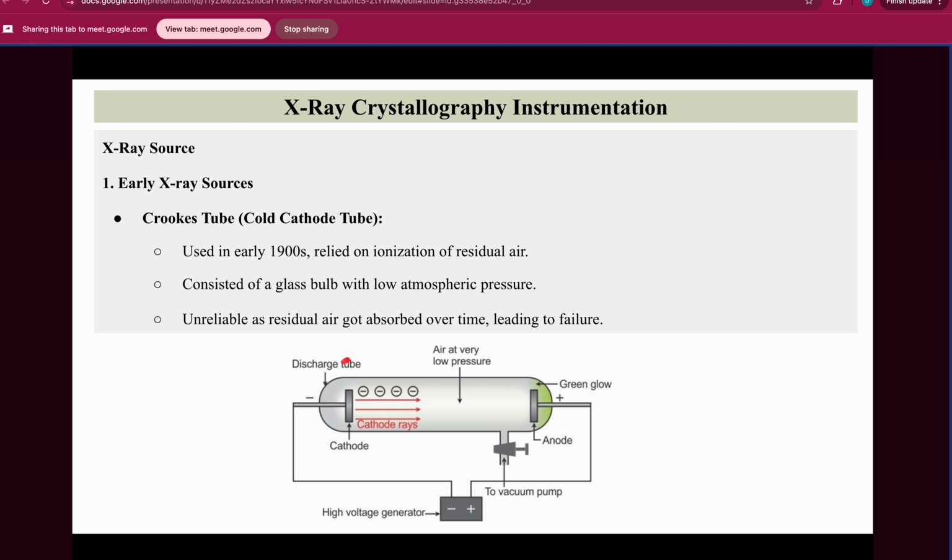It consisted of a glass bulb with low atmospheric pressure gas, and it was unreliable as the residual air present inside this tube got absorbed over time, which led to its failure.